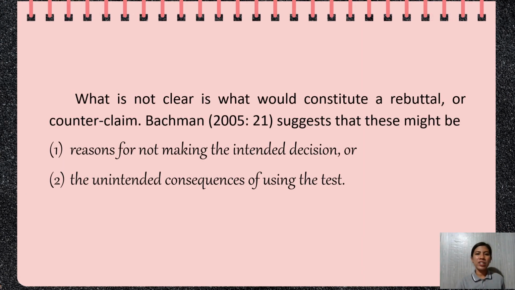What is not clear is what would constitute a rebuttal or counterclaim. Bachman 2005, on page 21, suggests that this might be, first, a reason for not making the intended decision, or second, the intended consequences of using the test.